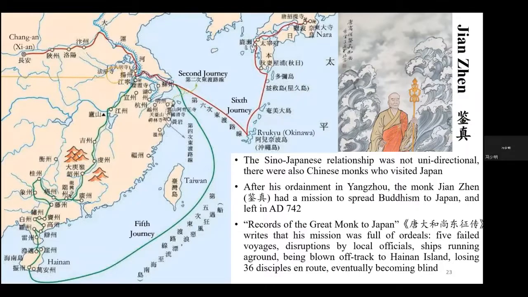full of ordeals. There were 5 failed voyages, and you can see I wrote in this map here. This is the second journey. He stopped here because the winds were very bad. And then on the 5th journey, he actually set out towards Japan. But on the green route, he was actually blown all the way to Hainan Island. Okay, off track. And along the way, he lost 36 of his disciples.